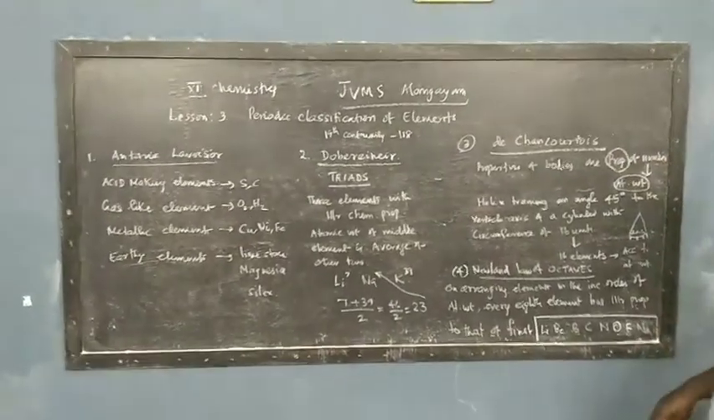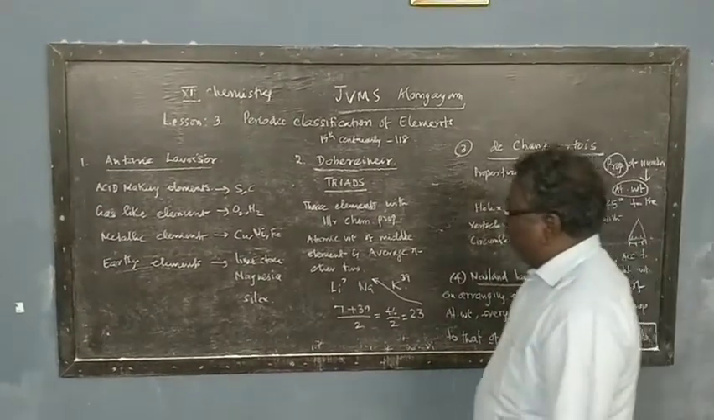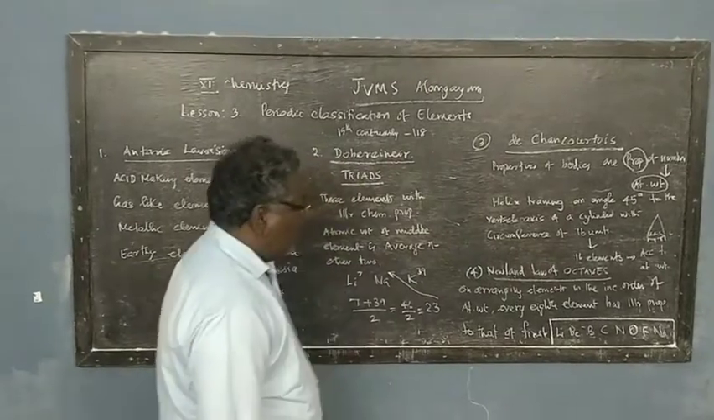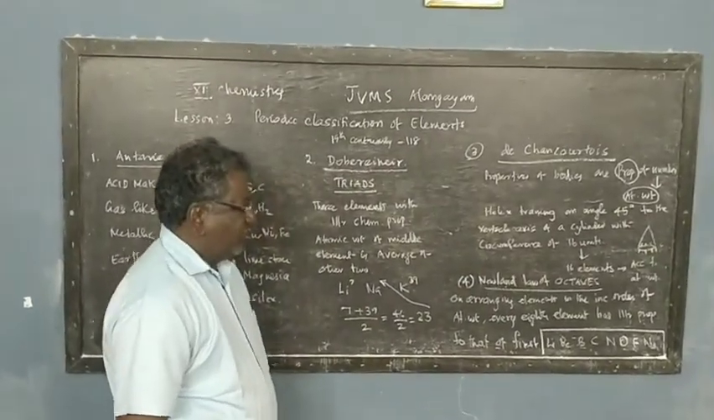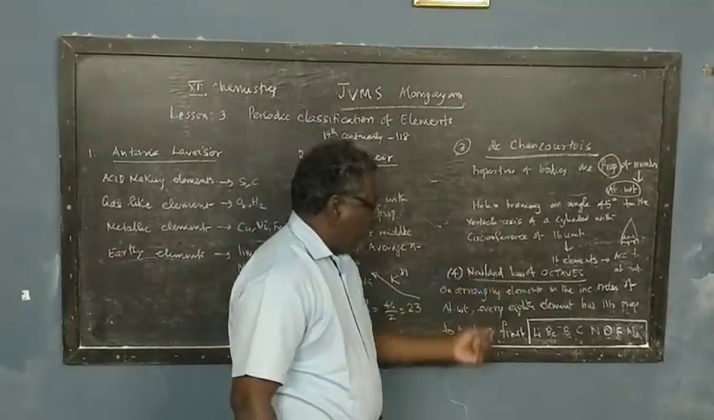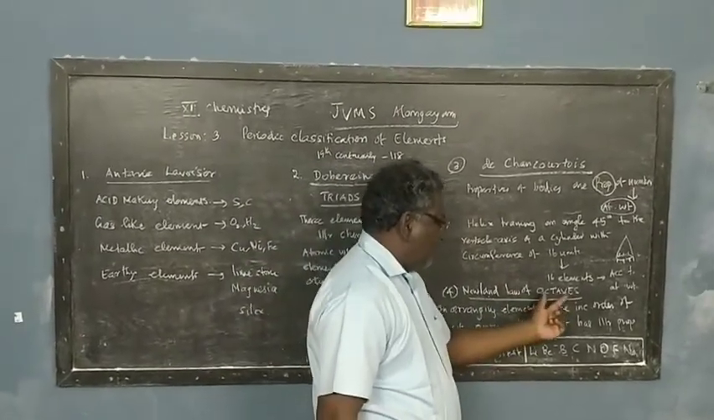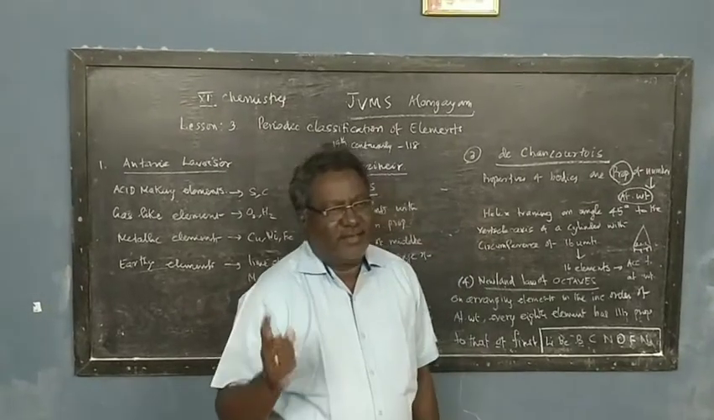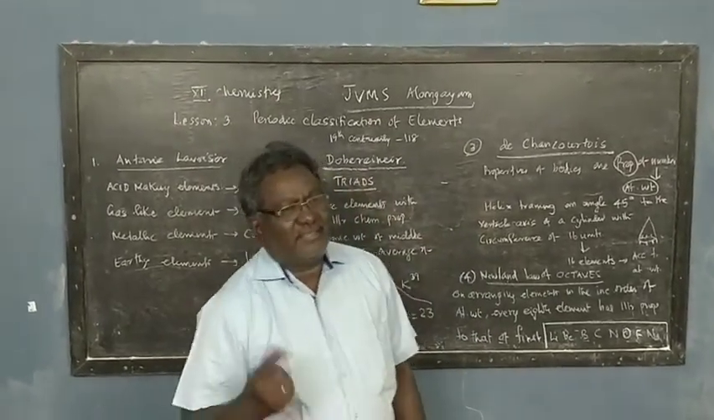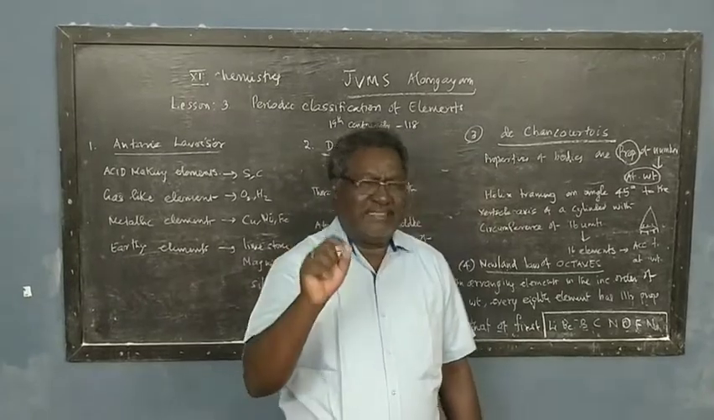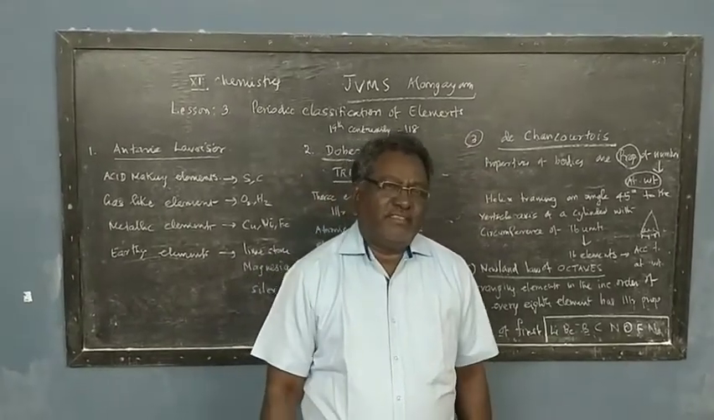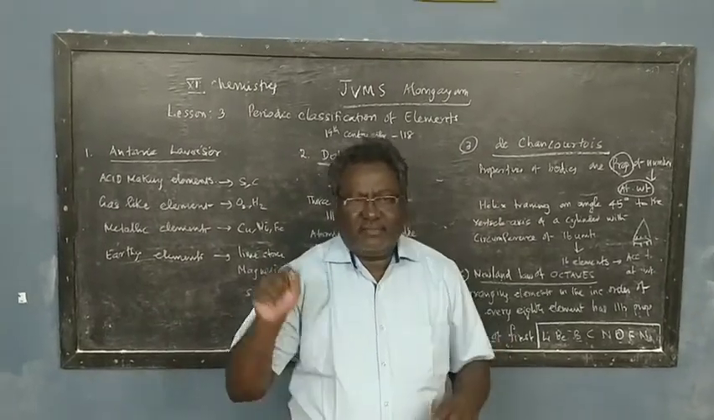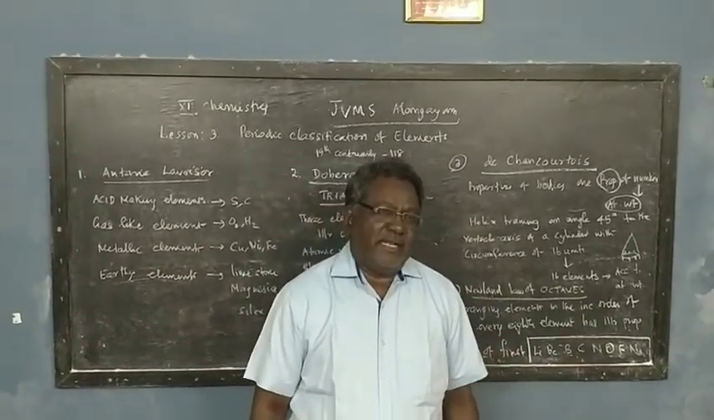They got the attention. So basing on this, the next scientist came, Newlands, law of octaves. So the next scientist is Newlands, and he made the law of octaves. When you say oct, it indicates what number? 8, right? Newlands is a scientist who was much interested in music. So in the musical notes, what we found is the first and the 8th note are similar, right?